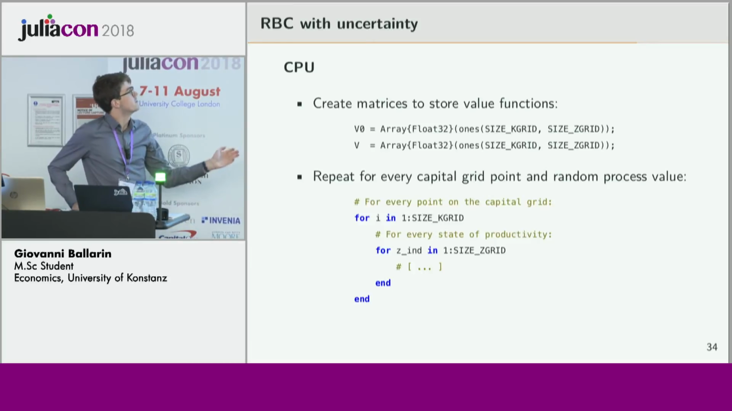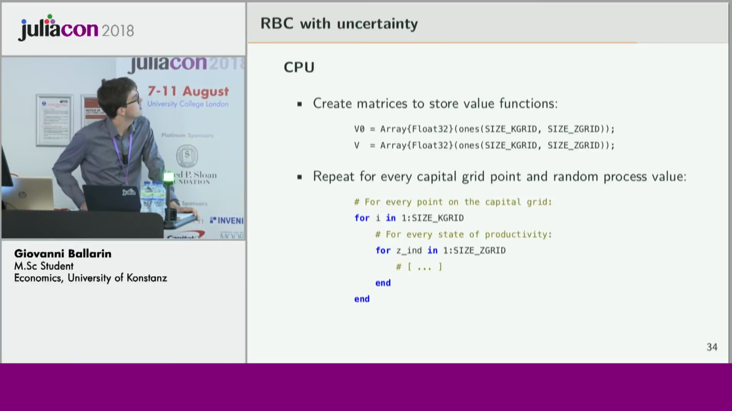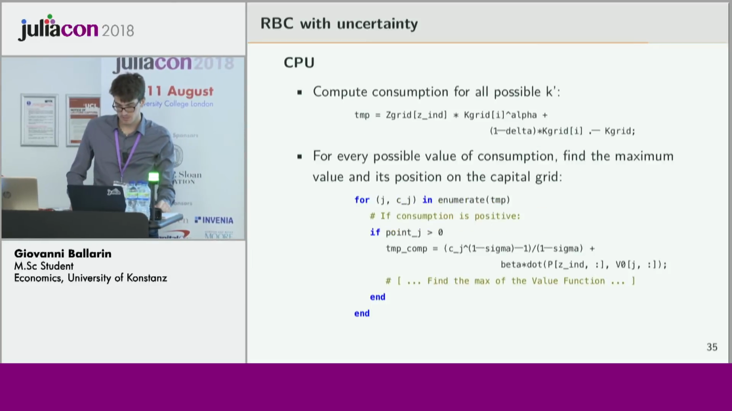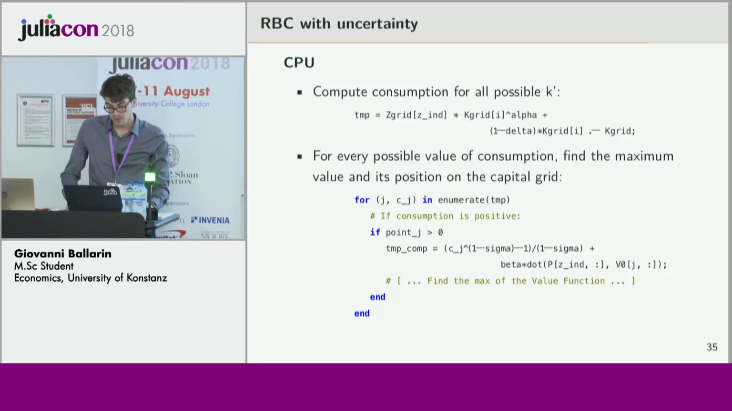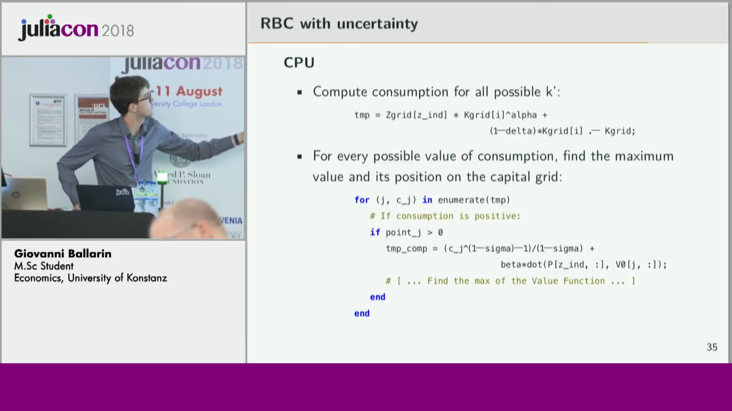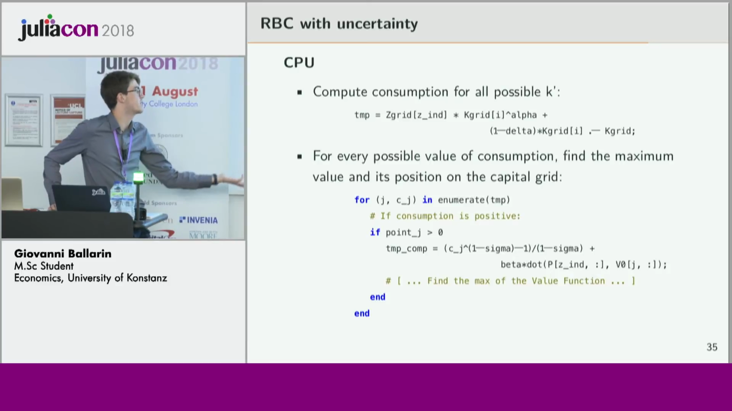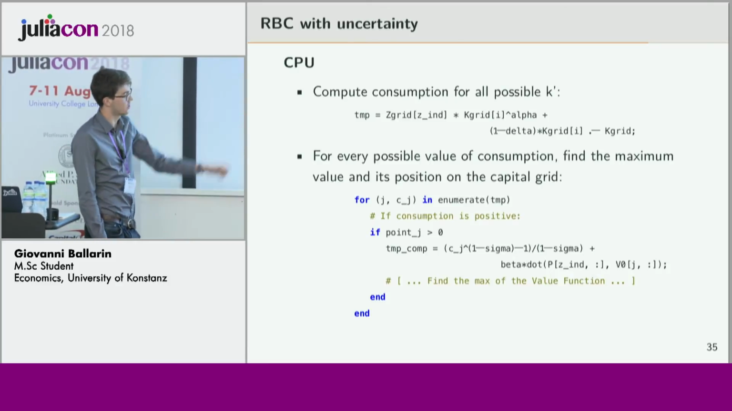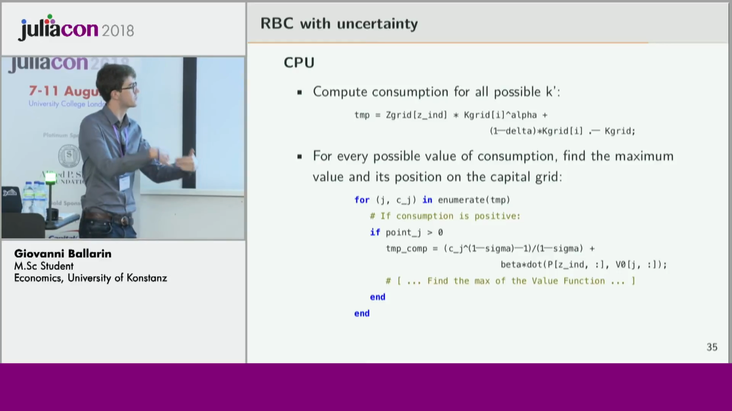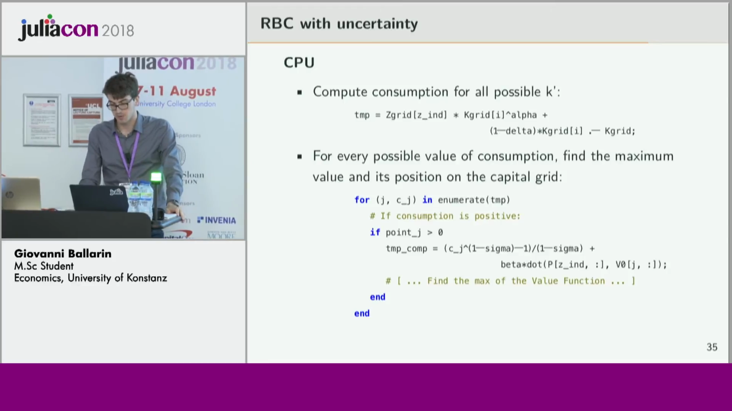On the CPU, we just keep doing what we did. We now create a matrix which holds, for example, in rows our thing, and then we just add another loop outside. And here, we compute consumption for all possible k's. So now we have to redo the same thing, just at each z, multiplying it. And then we have to find the maximum of the value function. The only difference is that we're now doing a dot product of the matrix times the value function, because we are weighting the chances of incurring in the specific future given our present state. So the transition from the present state to any possible future state.